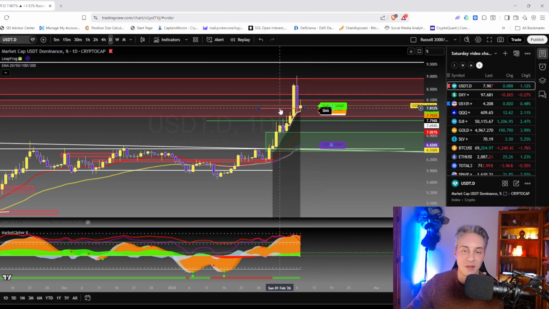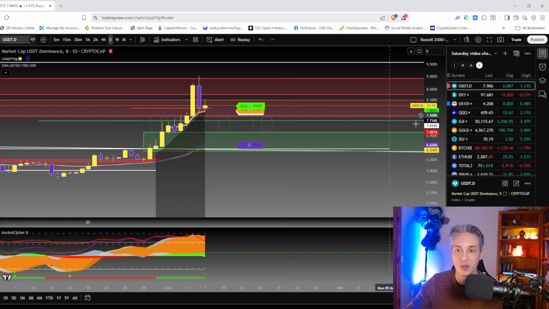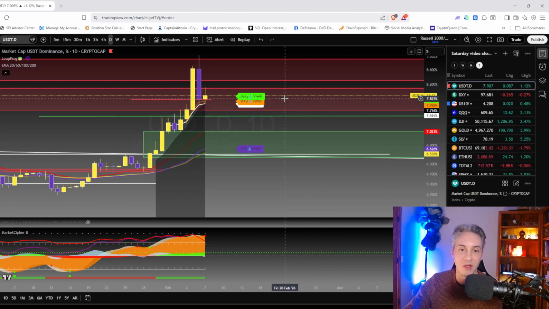This red line is my first line of defense. If it finds support here, it's likely going to go higher, and crypto is going to continue to go lower. That's what it looks like to me. So that's where I'm watching, right? So it could go up, it could go down. Haha, that's funny. We all know that.